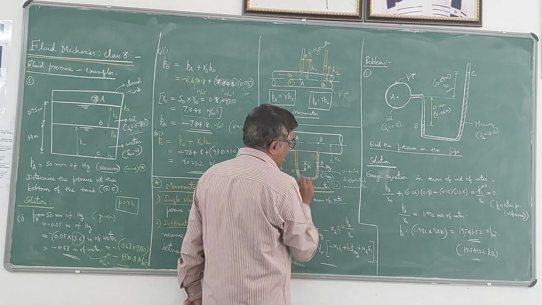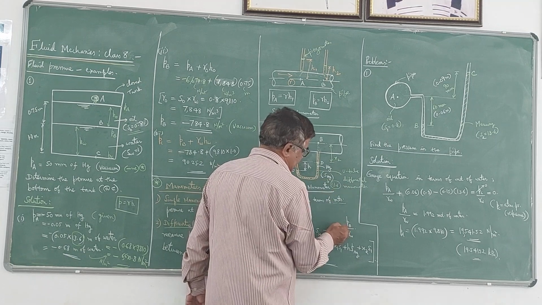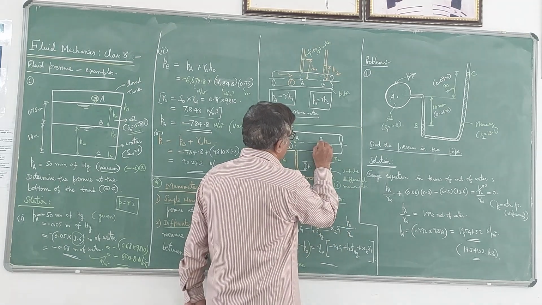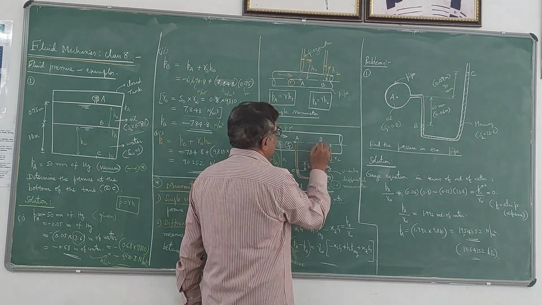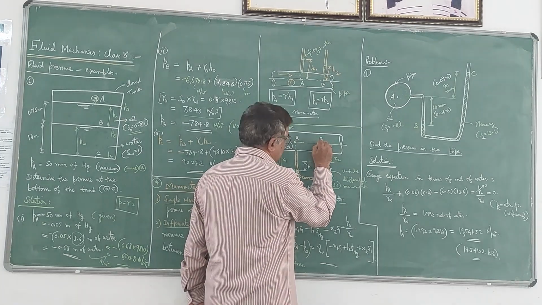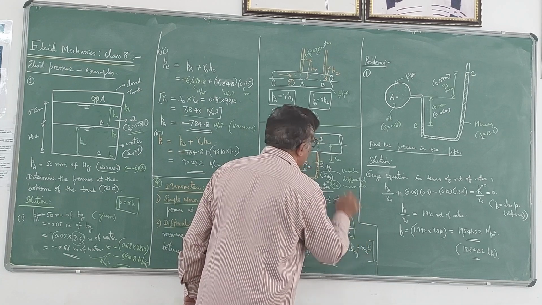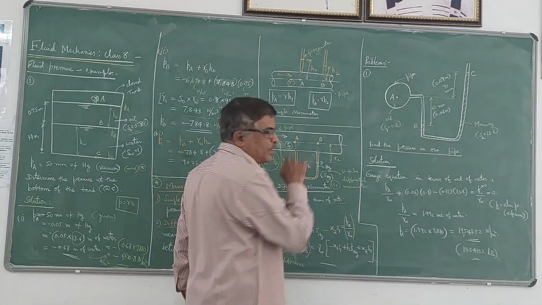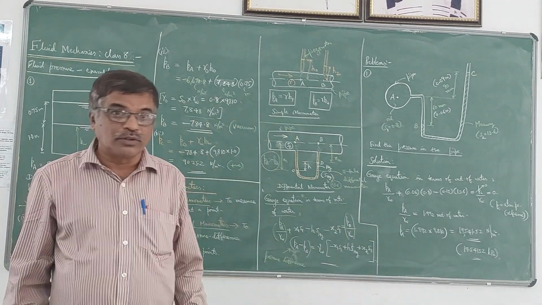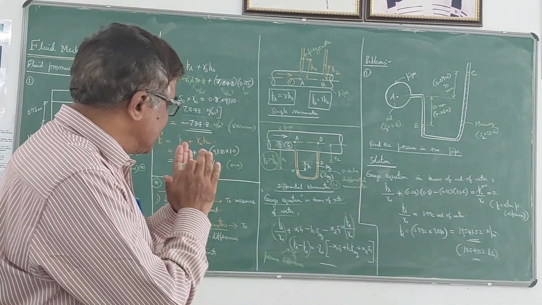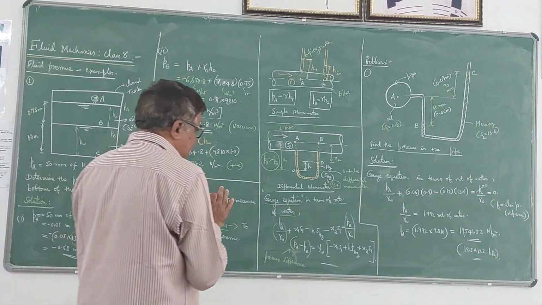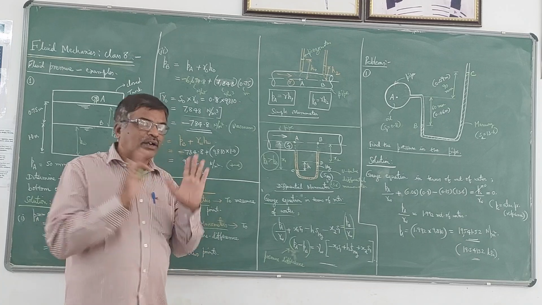Now we have come up to this stage. We have started here, and we have ended here. So the expression we have got is nothing but PB by gamma W, the pressure at B in terms of water. So this is how you have to write the gauge equation. Very, very important, very easy. We have to write only in terms of water.